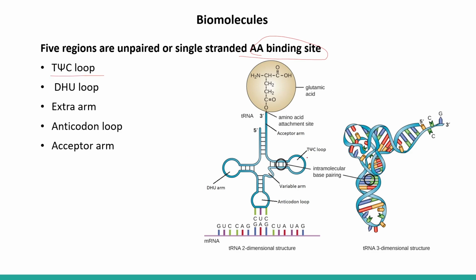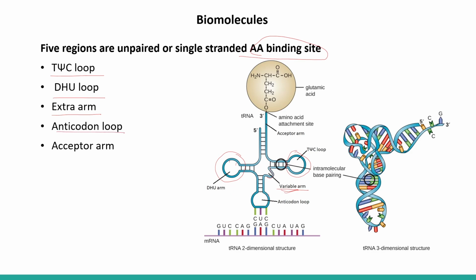T5C loop. So here you can see the T5C loop like structure. DHU loop. This is the DHU loop like structure. These loops are formed because there is no hydrogen bonding present, so they form a loop like structure. Okay. Extra arm. Here you can see this extra arm or variable arm. This is not fixed. That is why it is called extra arm or variable arm.